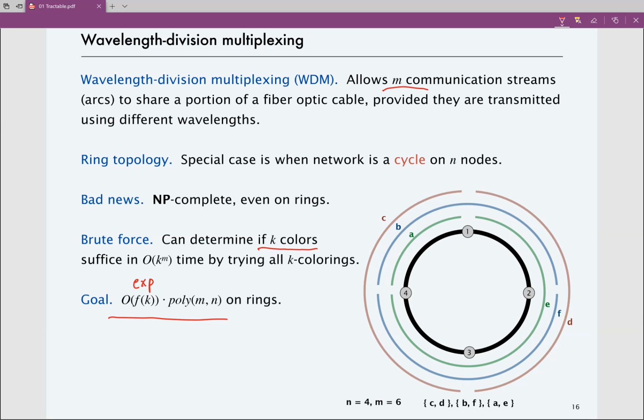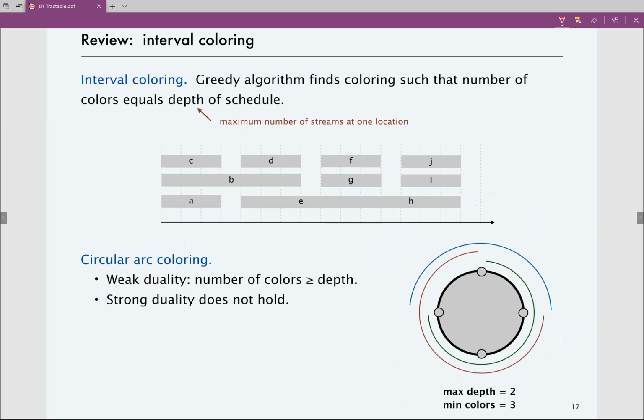Okay, so to do this, we are first going to relate this circular arc covering problem to a problem that we've already looked at previously, which is the interval coloring problem. Okay, so just to remind you how the interval coloring problem worked. Here we have a bunch of these intervals, and we're going to assign colors to these intervals, and the requirement is that if two intervals intersect with each other, they have different colors.